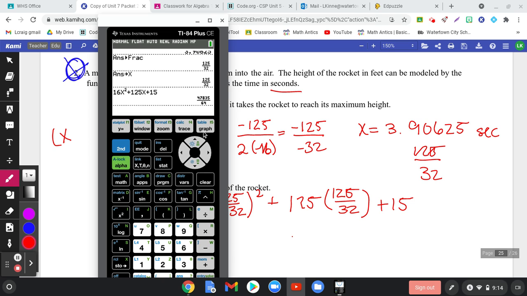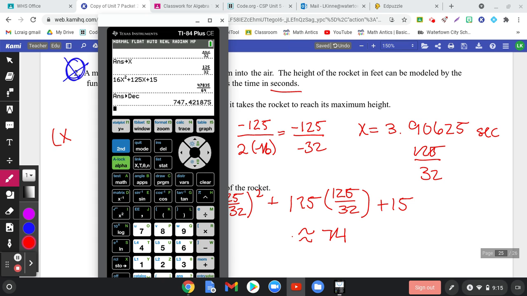That doesn't really give me a height, so change it back to a decimal, and you can do that by hitting math, and instead of hitting 1 to get a fraction, go down to 2 to change it to a decimal. All right, so it's approximately, which we'll use these little squiggly equal signs, 747.4 feet.